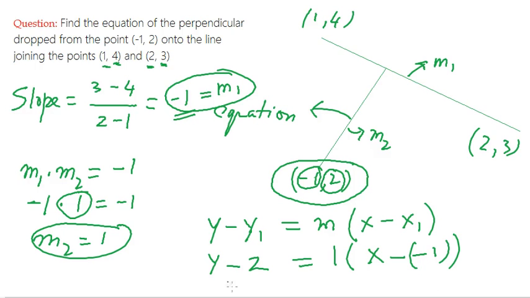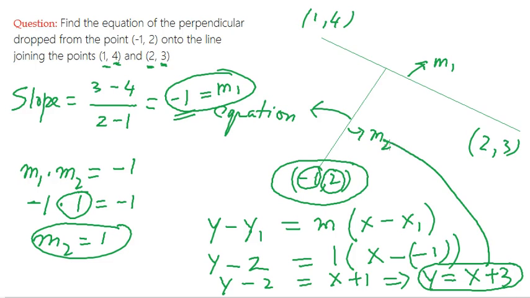So therefore the equation would be y minus 2 is equal to x plus 1, and we can simplify that whole thing, take 1 over to the other side, or bring the -2 over to this side, any way you prefer it. So y is equal to x plus 3. So there's your equation of that perpendicular.